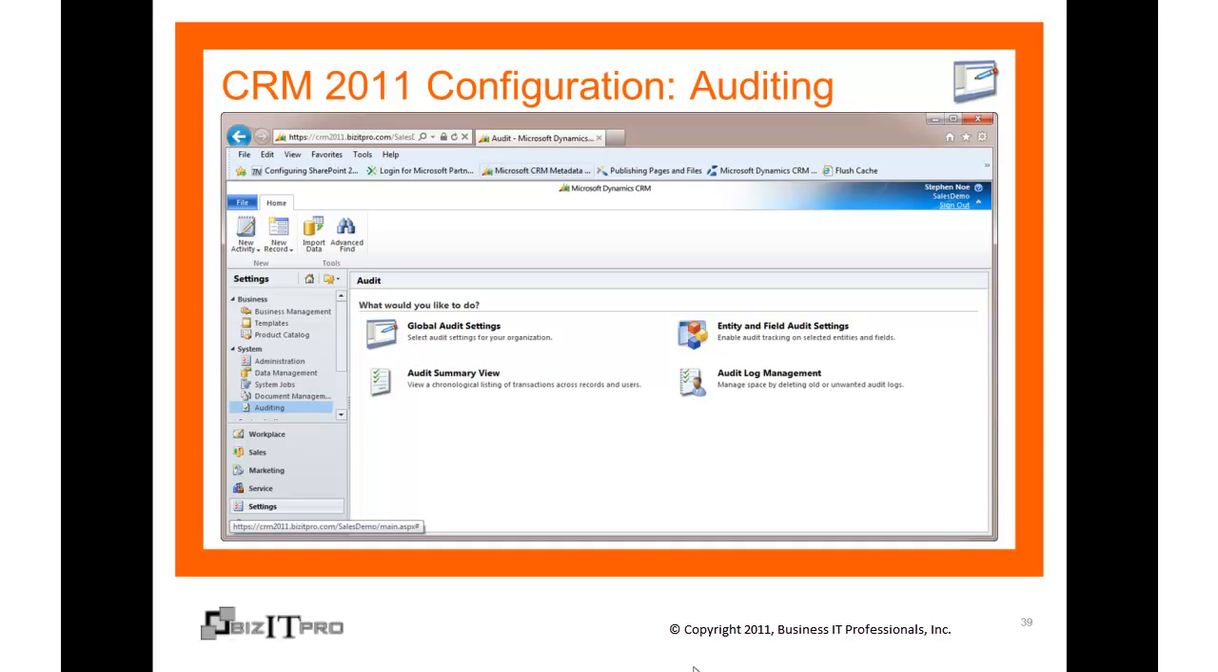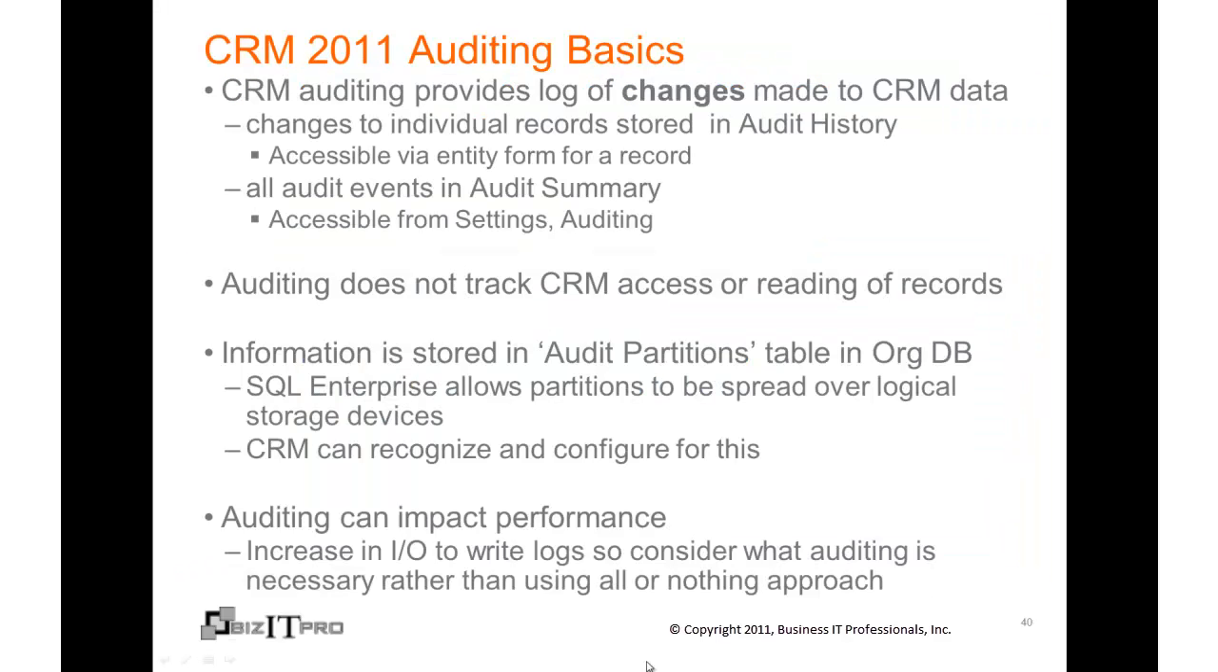CRM 2011 configuration. Auditing. CRM 2011 Auditing Basics. CRM Auditing is a new feature of CRM 2011, which provides a log of changes made to CRM data. Changes to individual records are stored in the Audit History, which is accessible via each entity form for a specific record.